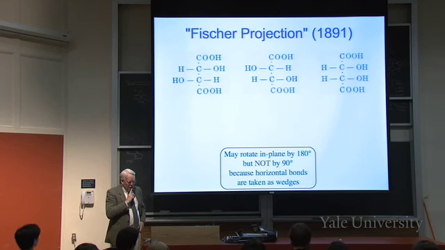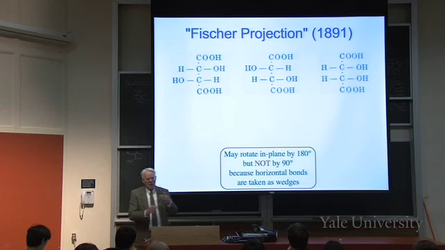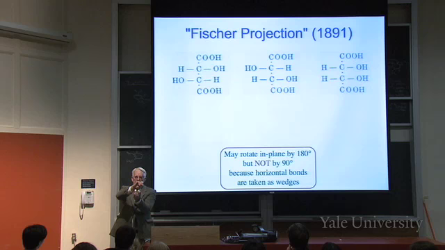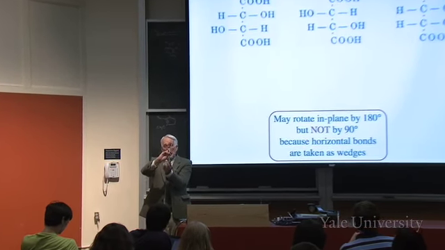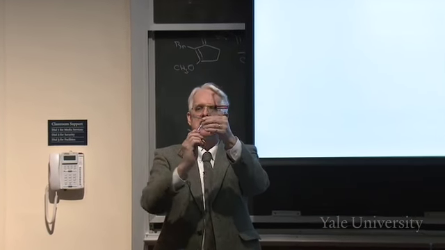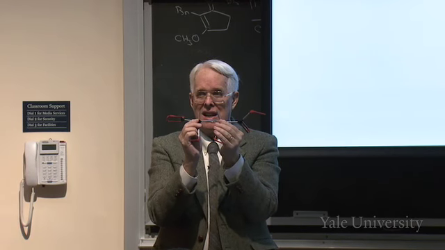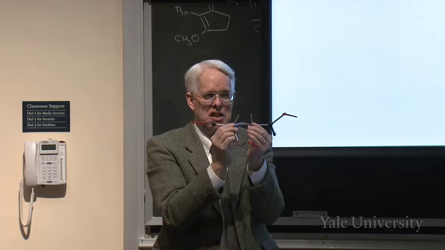And notice that you can rotate in plane by 180 degrees and it means the same thing. So if I have this and it's bent like this, and I rotate it like that 180 degrees, it obviously means the same thing, right? I can rotate a Fischer projection by 180 degrees and it's still the same model. But I can't rotate it by 180 degrees or by 90 degrees this way. Why not? If I write it this way, it won't mean the same thing. Why not?